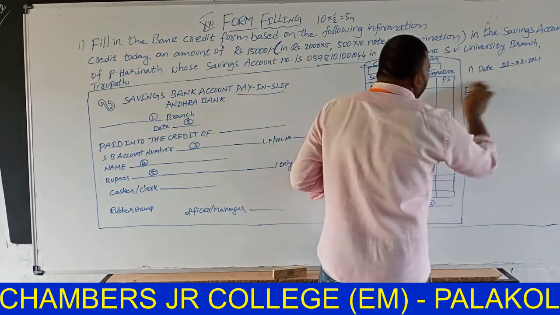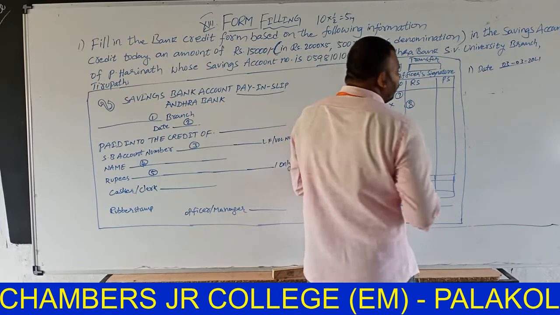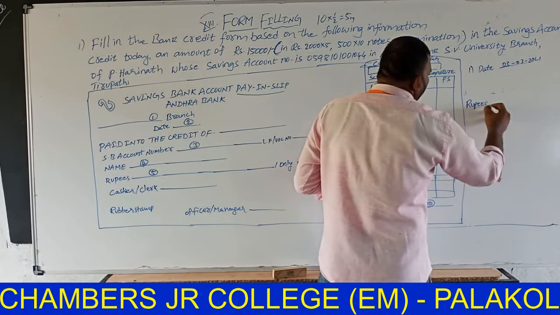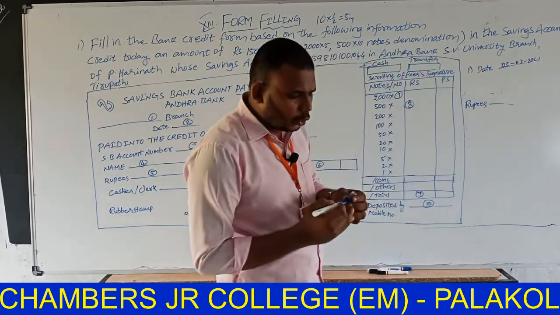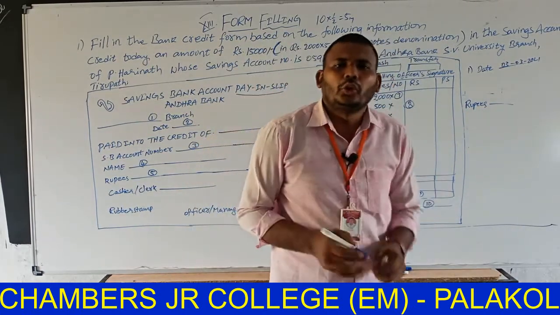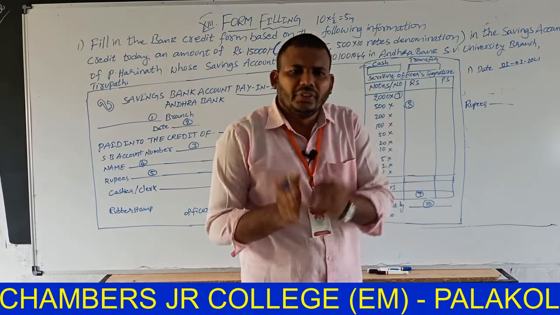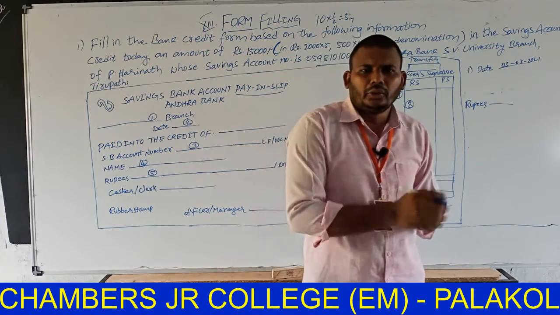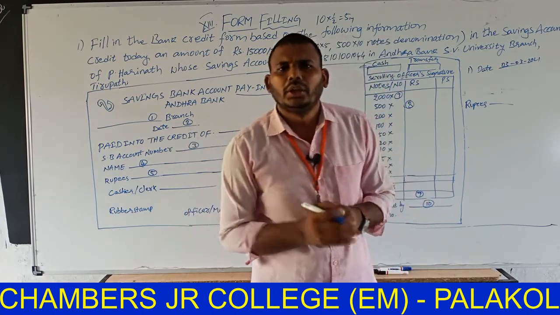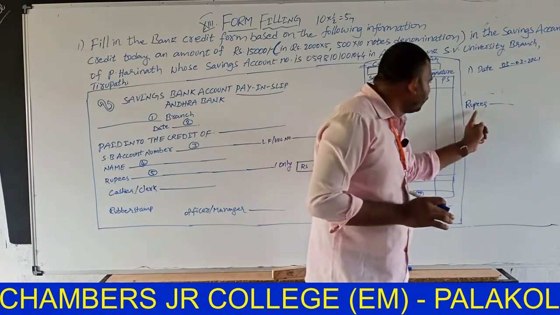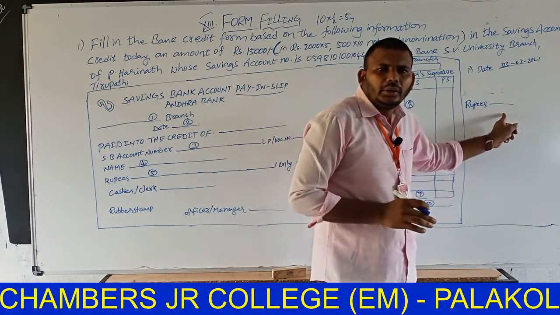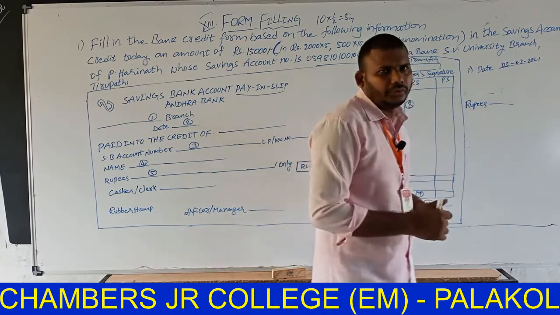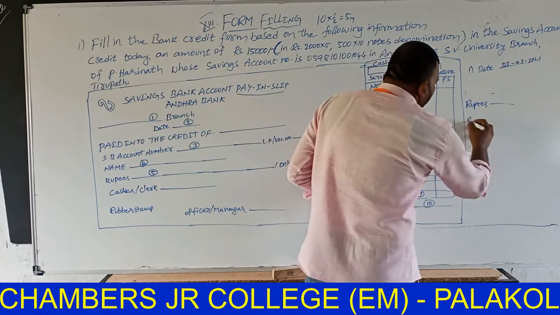And then come to the next important thing. While we are writing, the number is given at the column of rupees. Here you need to write the total amount in words. If 15,000 is deposited in your bank, you can write 15,000 rupees only. So at the column of rupees, you need to write the total amount in words. Got it? And see the next one.